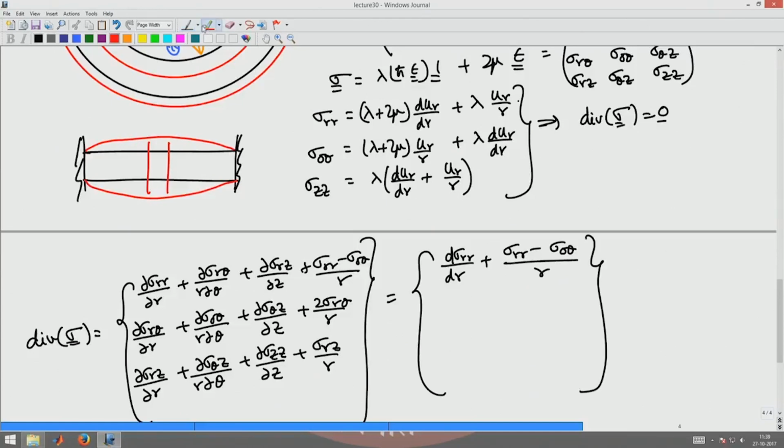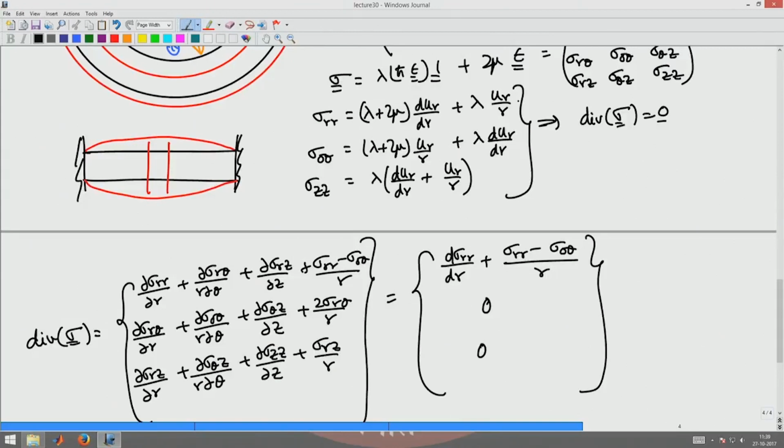In the second equation you find that sigma r theta is 0, sigma theta theta is not a function of theta, hence this is 0, sigma theta z is 0 and hence this is 0, this is also 0 and sigma r theta is 0. So this equation trivially boils down to 0. In a similar manner, in the last equation sigma r z and theta z are 0 and sigma z z is not a function of z, and hence this equation also boils down trivially to 0.